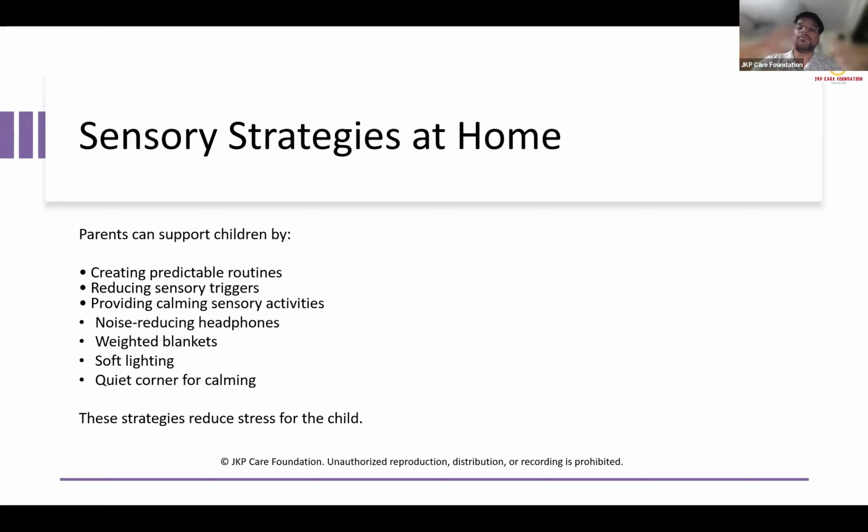So we need to first do the analysis. How would we do this analysis? One is to take occupational therapist support, but till the time we take that support, we can start it today itself. Just observe your child. Observation is the key. Observe your child.